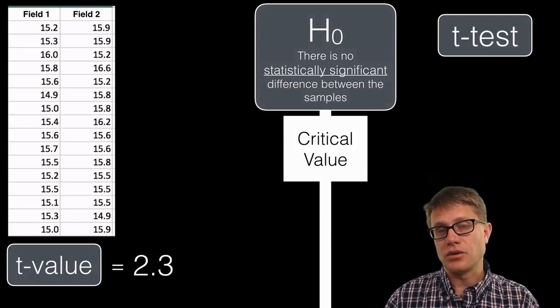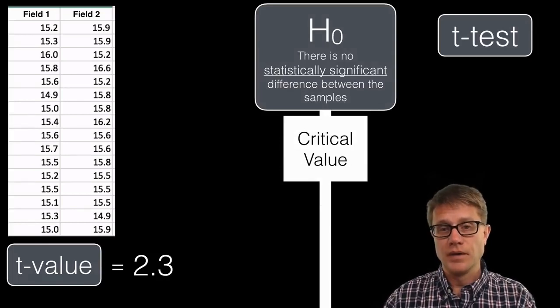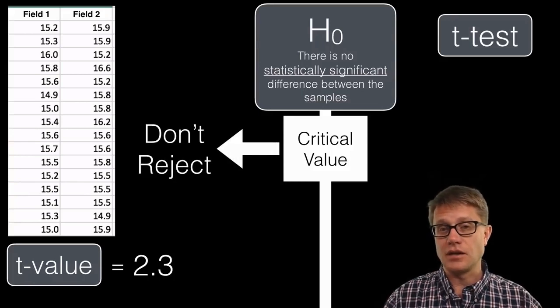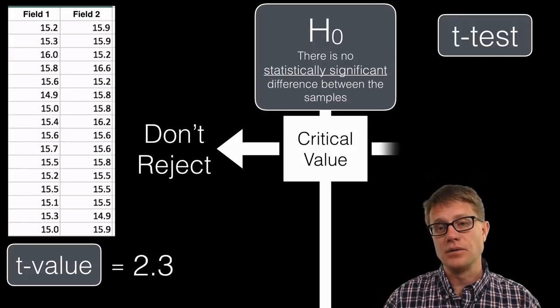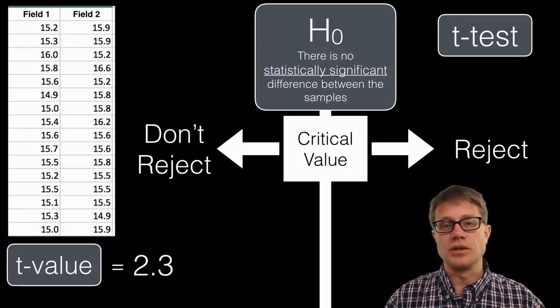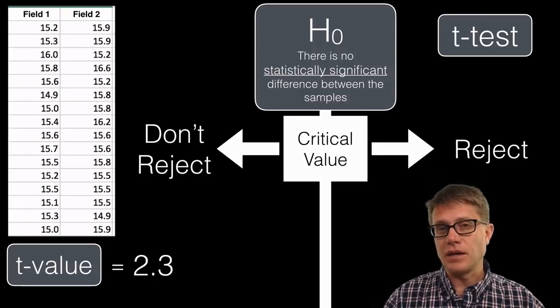You then identify a critical value, a number. If our t-value is lower than that, then we don't reject our null hypothesis. But if we get a t-value that's higher than the critical value, then we reject our null hypothesis. There must be an alternate hypothesis. There could be something going on between these two fields. Now, how do we find that critical value?